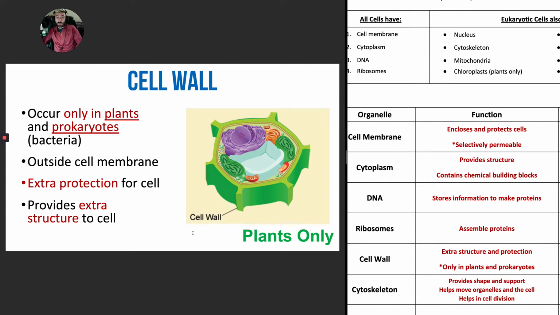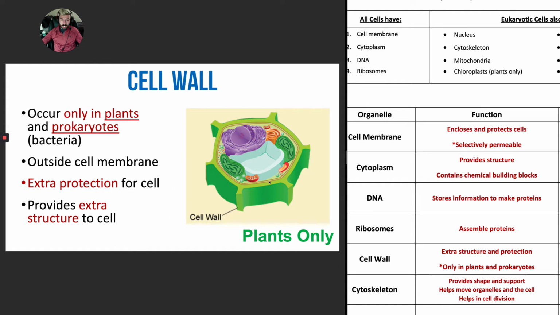So cell walls, they can occur in prokaryotes. We've talked about this already once, right? But in eukaryotes, they occur in plants. So you'll never see a cell wall in an animal cell. You'll see it in a plant cell. And what it is, it's outside of the cell membrane, and it gives extra protection for the cell, and it gives extra structure to the cell.